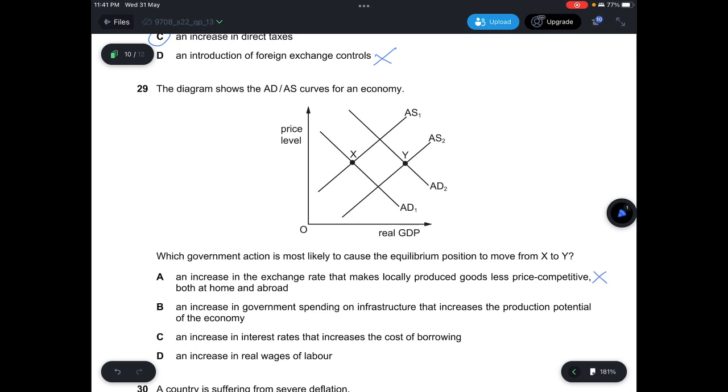B says an increase in government spending on infrastructure. That increases the production potential of the economy, so the AS curve shifts to the right, and the AD curve shifts to the right. So yes, it is correct. Government spending will be under AD, and infrastructure will be under AS, so both of them will shift to the right. C says an increase in interest rate that increases the cost of borrowing. This will result in the AD curve shifting to the left, so it's not correct. D says an increase in real wages for labor. This will result in the AS curve shifting to the left, so it's not correct. So the answer is B.